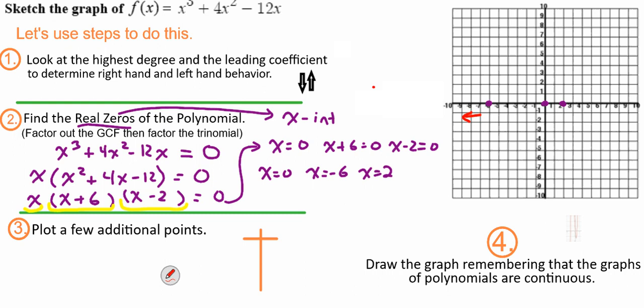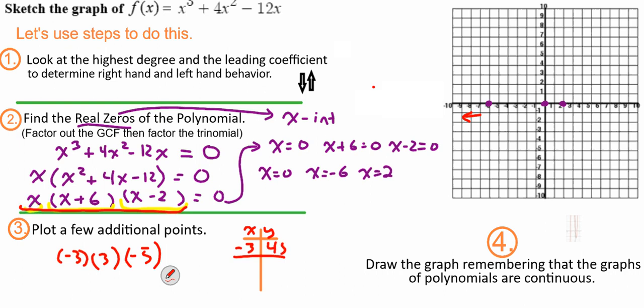Can we pick halfway and pick -3? Sure we can. We could pick any of those points and it would help us. But let's go ahead and pick -3. I could plug it into the top, or I could plug it into the factored form, which might be a little easier. I'm going to plug it into the factored form, especially because I don't have a calculator in front of me. I'm going to have to pause if I need a calculator. So if I plug in -3, I get what? -3 times, looking right here at the factored form, -3 plus 6 is 3, and then -3 minus 2 is -5. So I'm going to have -9 times -5, which is 45.